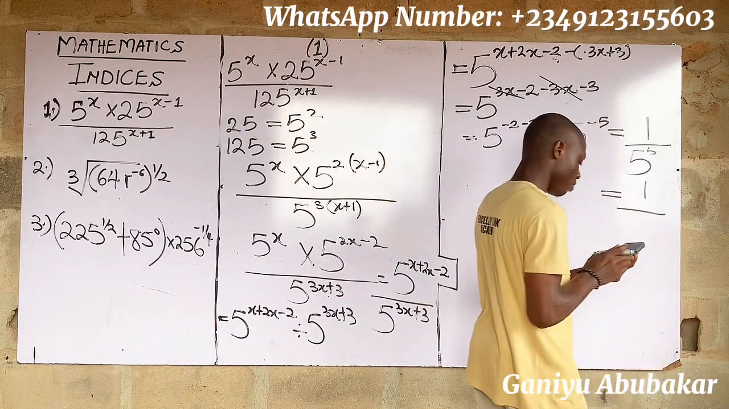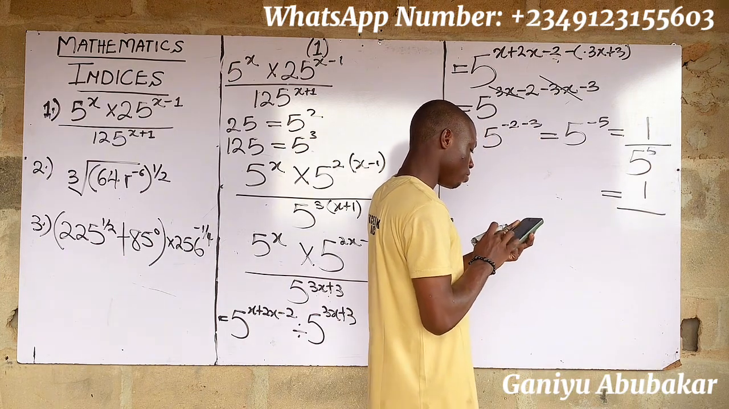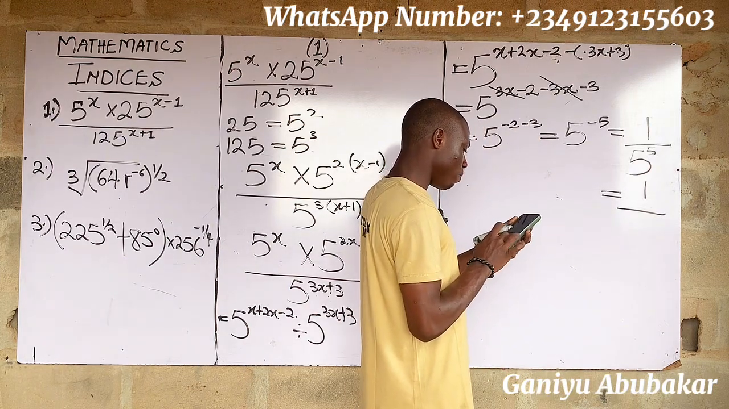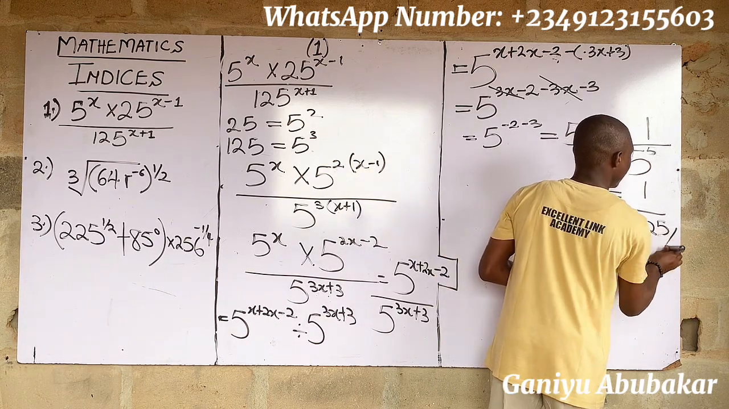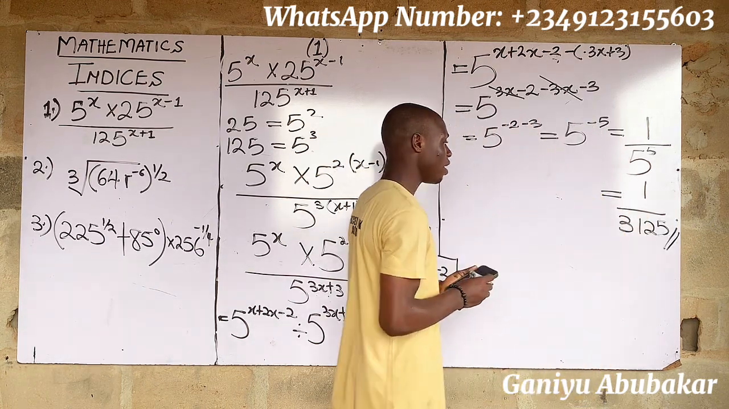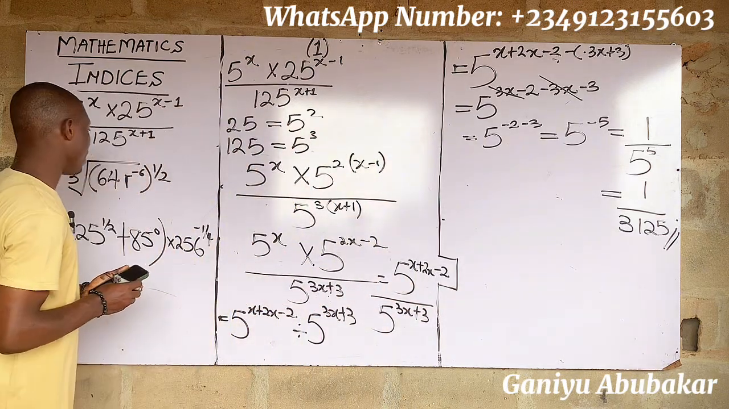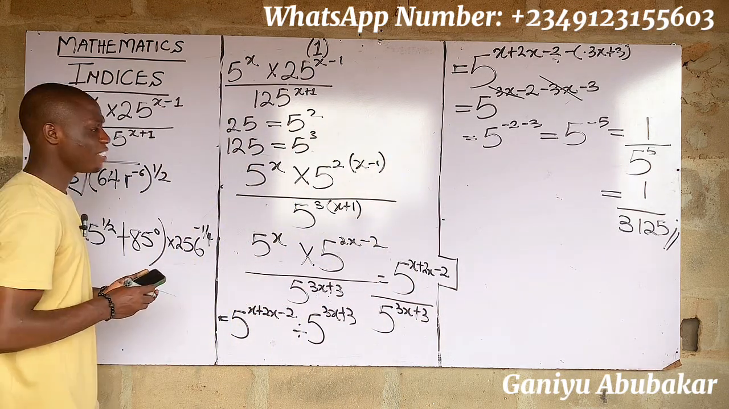5 to power 5 should give about 3125. This becomes my answer after simplifying the first example. Let's do example 2, please.